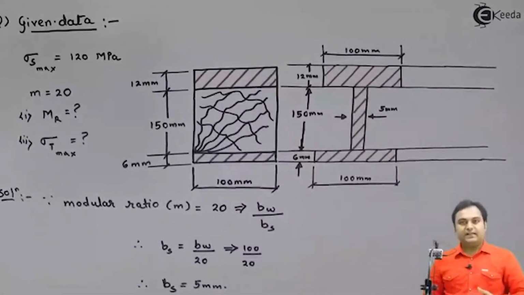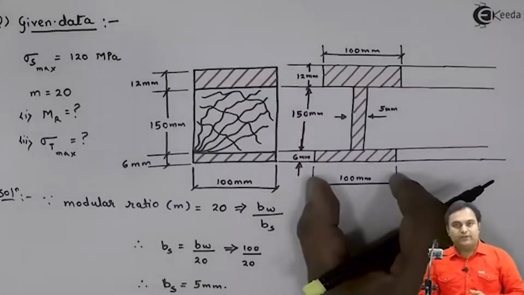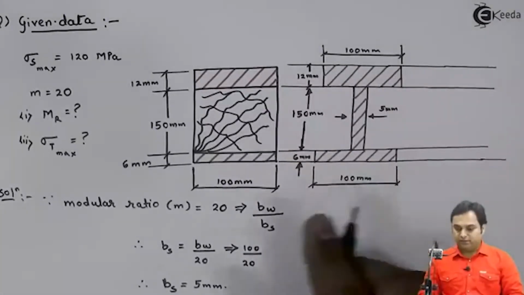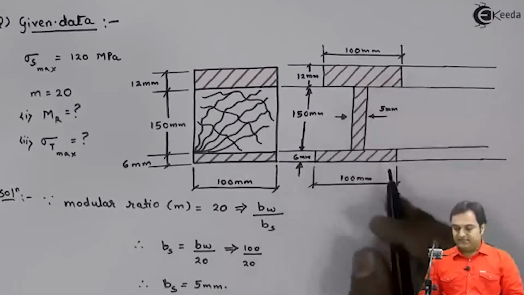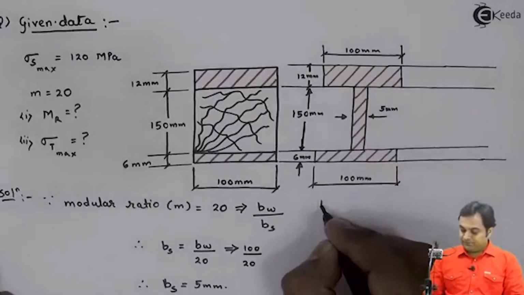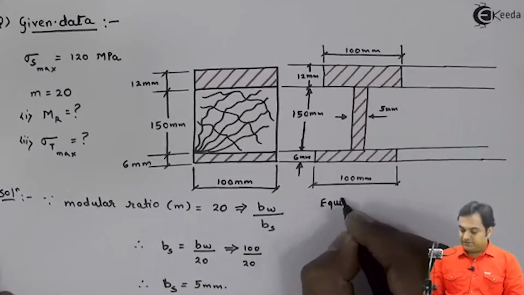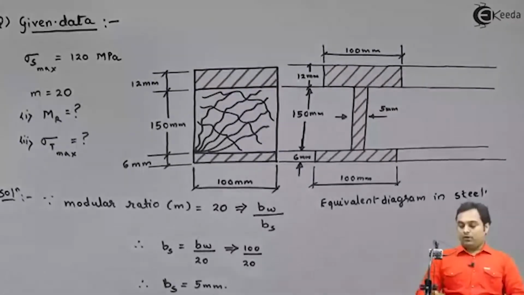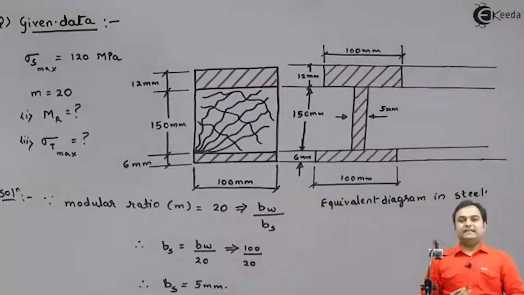So this is the diagram which I have in front of me. I would be solving whatever is asked based on this diagram, because I have converted wood into steel and this is the equivalent diagram which we have. So I can write here that this is the equivalent diagram in steel. Next, here I can see that it is an I section.